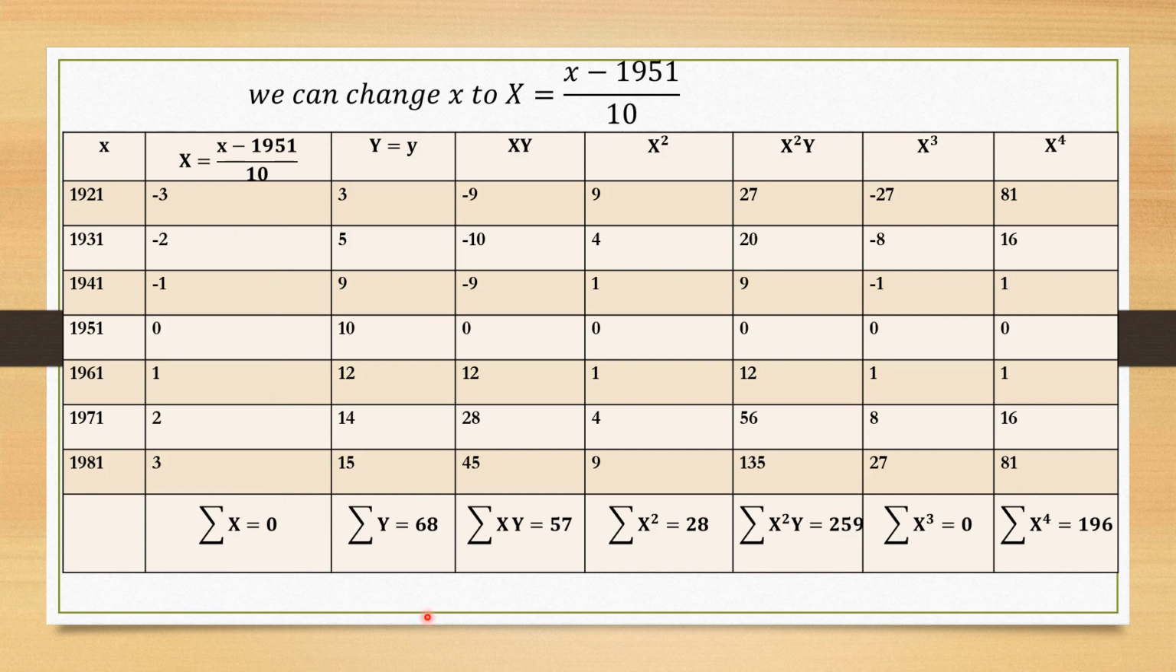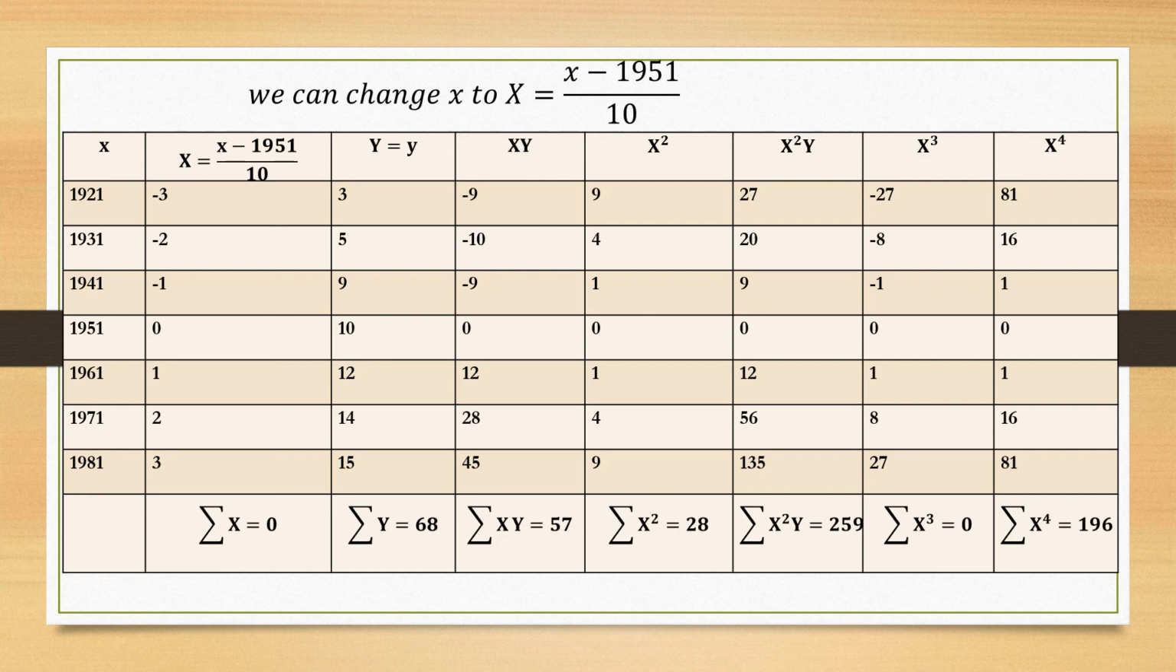Then adding all these columns. Everything now, the answer will be summation of capital X, capital Y, capital XY, etc. So summation of capital X comes out to be 0, capital X cube comes out to be 0, capital Y is 68, capital XY is 57, x square is 28, x square Y is 259 and x raised to 4 is 196.